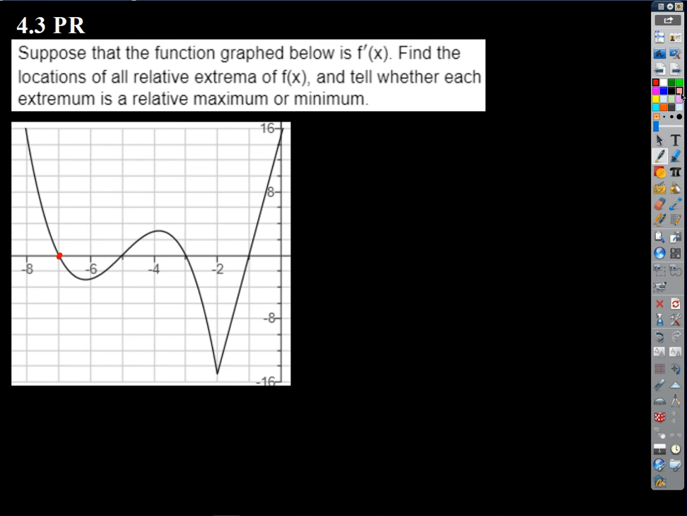The red one at x equals -7, what do we get, a minimum or a maximum? And why? What do you think? What do you think? Julie, what do you think now?